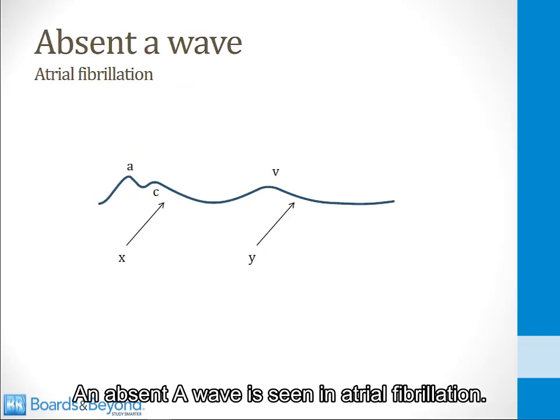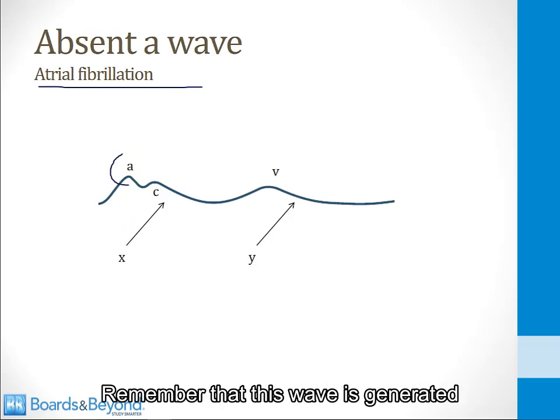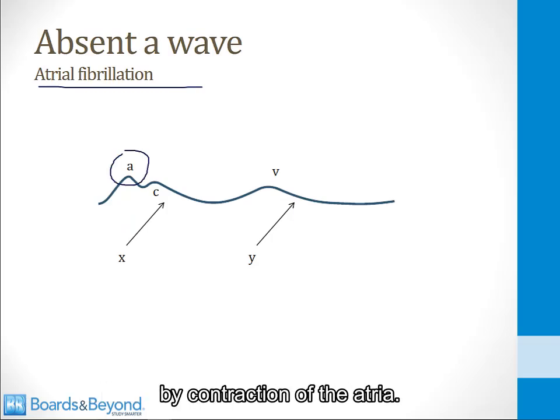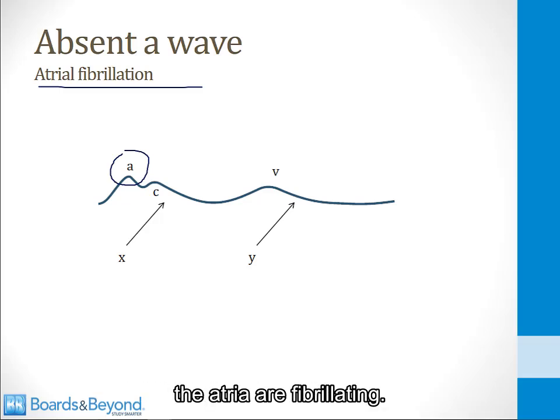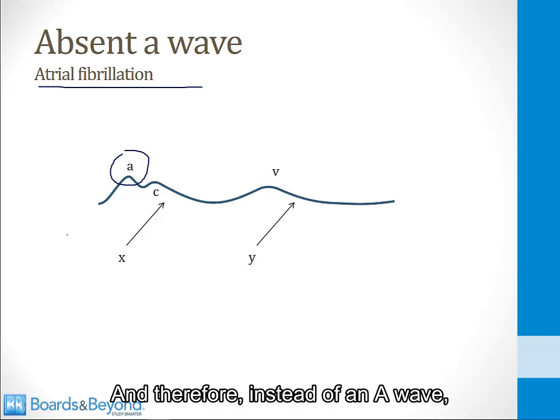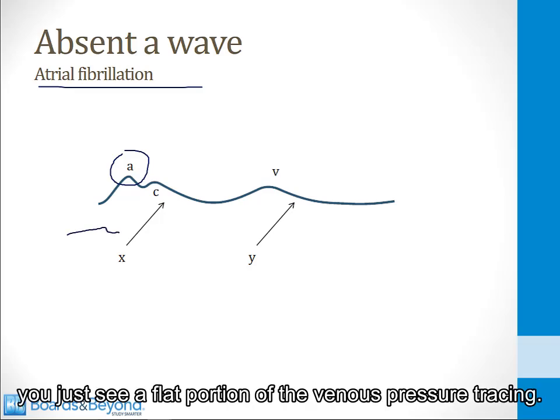An absent A wave is seen in atrial fibrillation. Remember that this wave is generated by contraction of the atria. In atrial fibrillation, the atria do not contract, the atria are fibrillating, and therefore, instead of an A wave, you just see a flat portion of the venous pressure tracing.